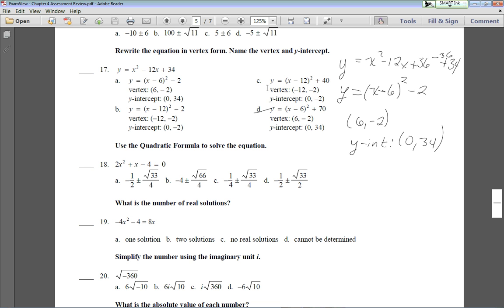Alright, so let's bump down. It's got a plus 70, that's gone. That one's got a plus 40. This one's not right. So here the only correct answer is A. Alright, because we got y equals x minus 6 squared minus 2. Vertex was 6, negative 2. And the y-intercept you get from your original equation, which is the plus 34. Alright. That's all you got to do for that one.